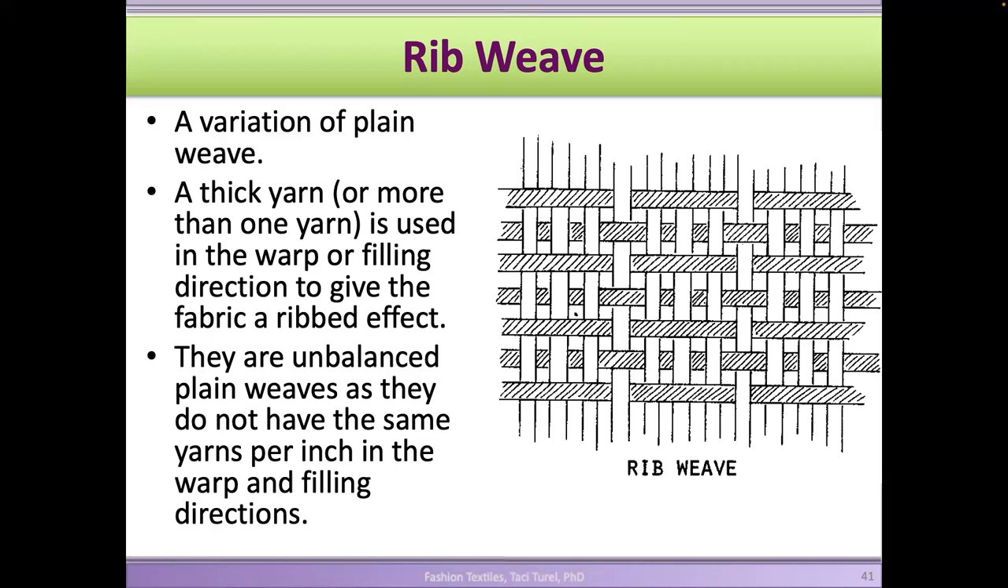And what you do is you go three up here, for example, this is a 3x1 rib view. You go three up, one down, three up, one down, three up, one down. But on the next line, you're alternating. So if you went three up here, you go three down, one up, three down, one up. And so we call this a 3x1 rib view.